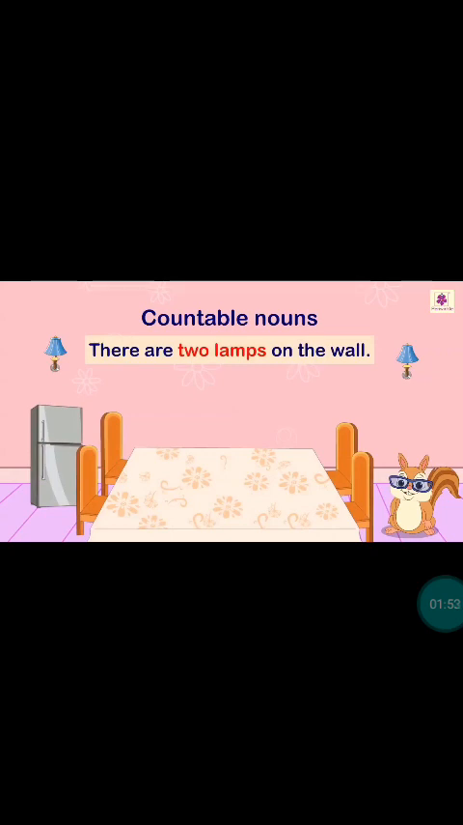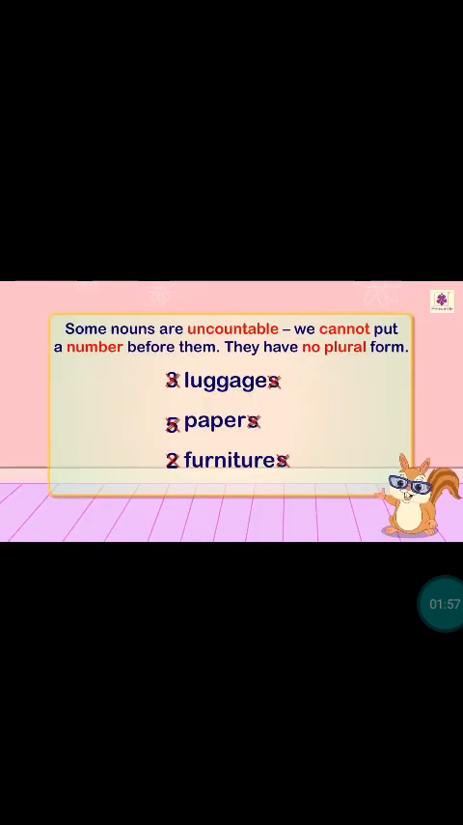Now, let us see what are uncountable nouns. Some nouns are uncountable. We cannot put a number before them. They have no plural form. If you see in the example here, luggage, paper, furniture. For those, we cannot add any number before them. For example, can we say 3 luggage, 5 paper, 4 furniture?